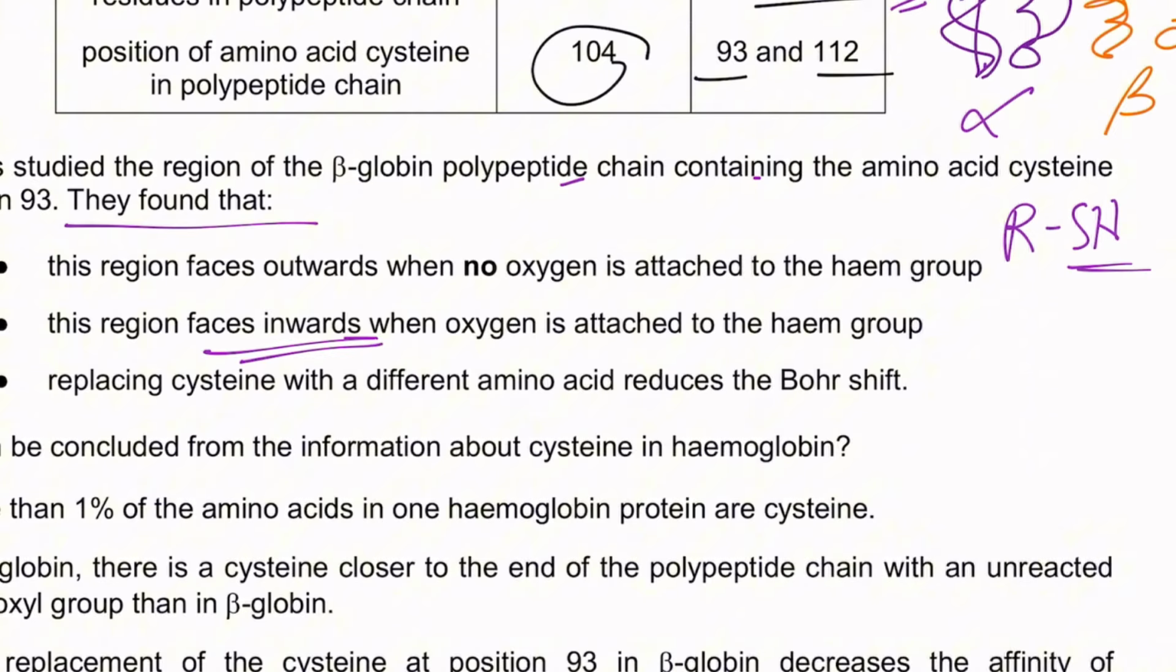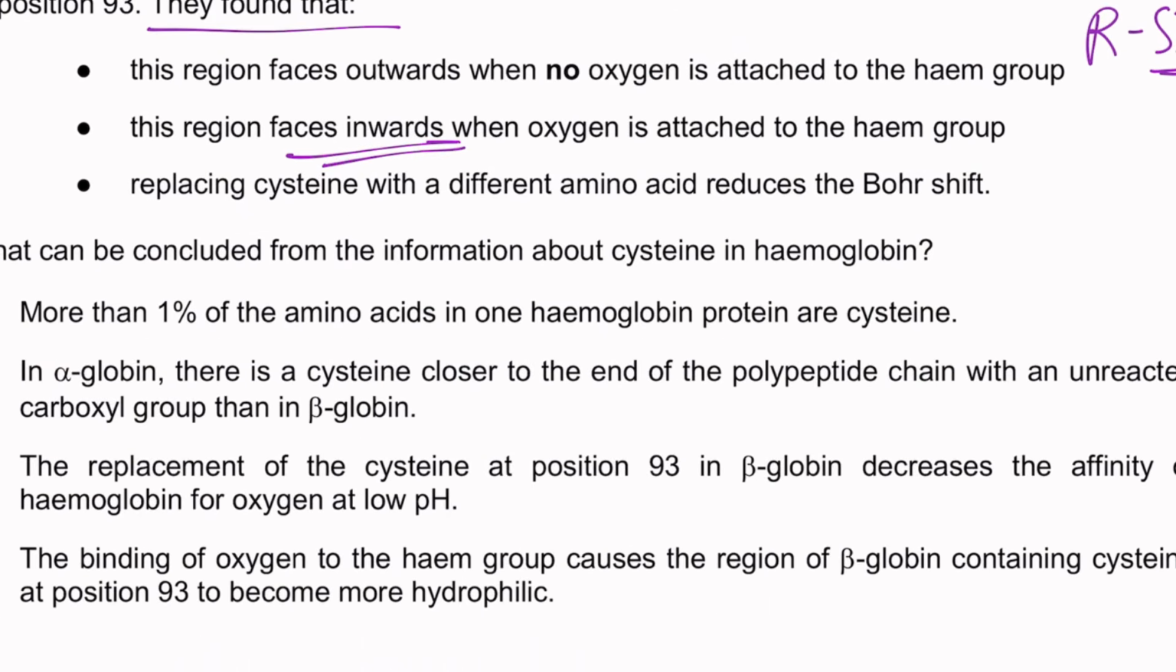Now this is known as cooperative binding. When oxygen binds, it's going to change the shape of hemoglobin a little bit so that it makes it easier for the next oxygen to bind to the next heme group, and so on. Okay, now I don't really see how this relates to cysteine, but we're going to get to the point, I guess. Replacing cysteine with a different amino acid reduces the Bohr shift. Okay, so that's the point he's making here, that if you replace cysteine with a different amino acid, you're reducing the Bohr shift. I guess it has to do with the kind of bonding that's going to happen when maybe cysteine goes inwards instead, so that maybe it's able to form disulfide bonds.